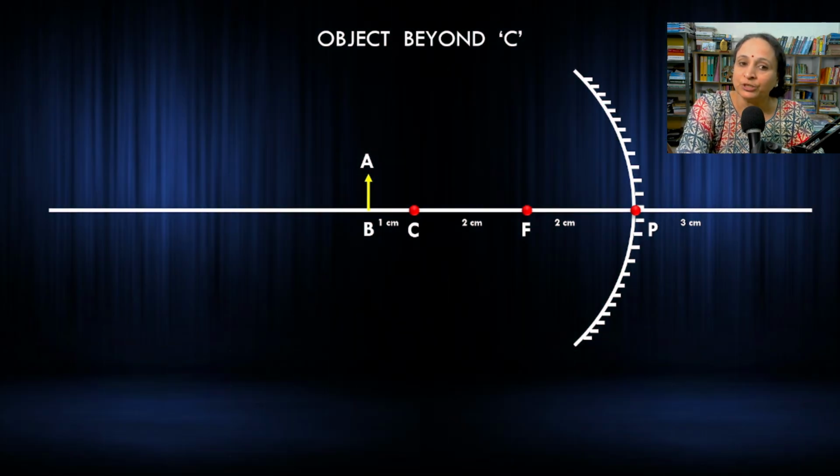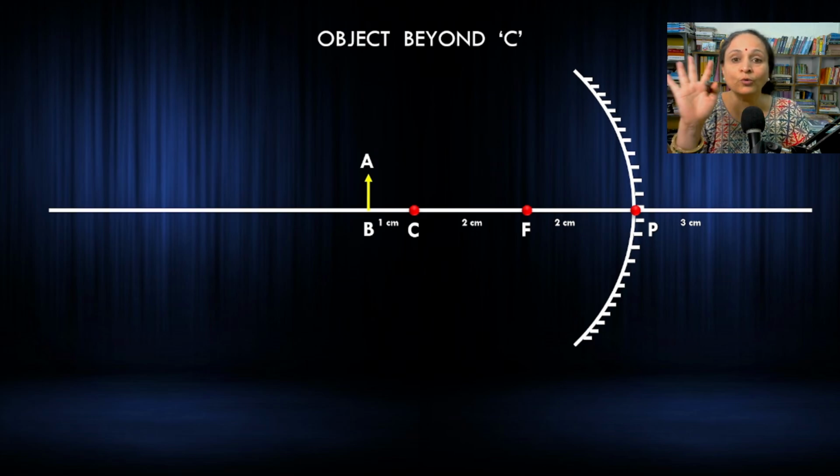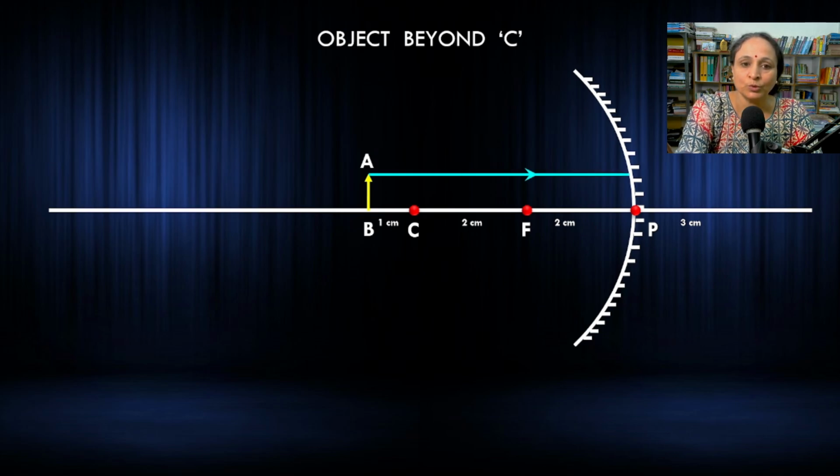And now I am going to draw the diagram by using the 4 rules which we have studied right now. The first ray which we are going to consider is the ray which is parallel to the principal axis, emerging out of the point A, going and hitting the mirror. As per rule, where will it go? The reflected ray will pass through the focus.